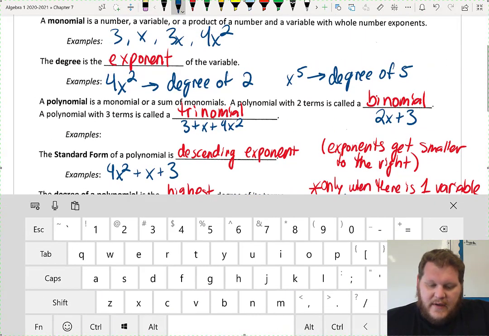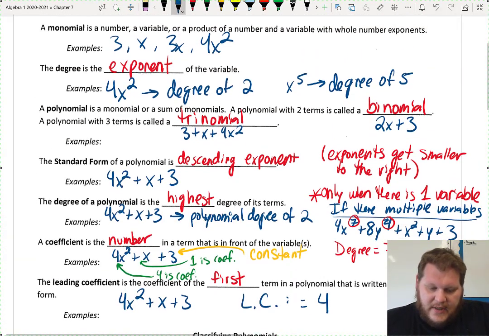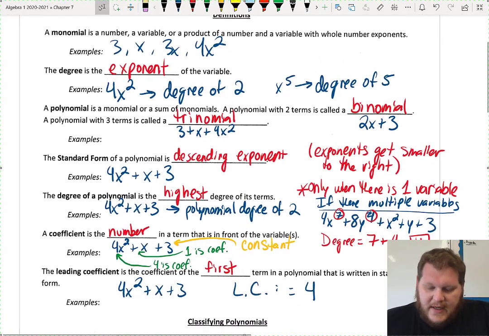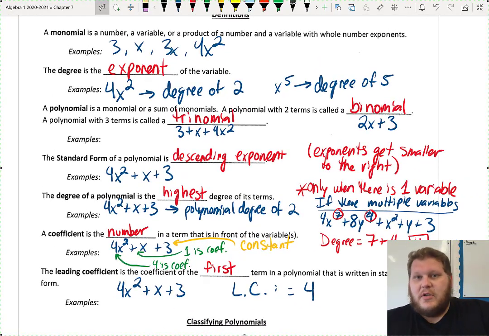All right, so those are all the definitions. Those are all of our definitions. If you need to, now that they're all done, go ahead and pause. Make sure you got all those copied down before we move on to some examples of how we classify polynomials.